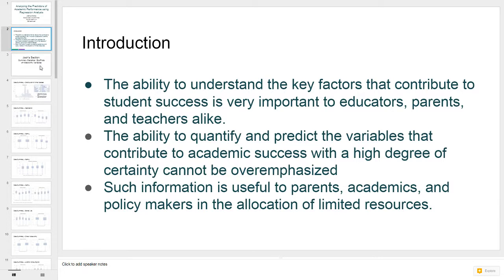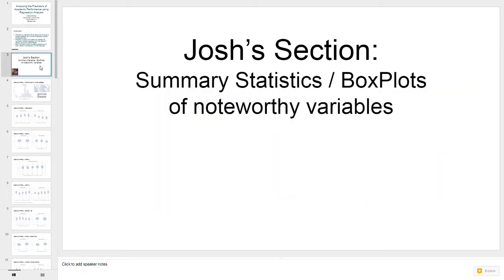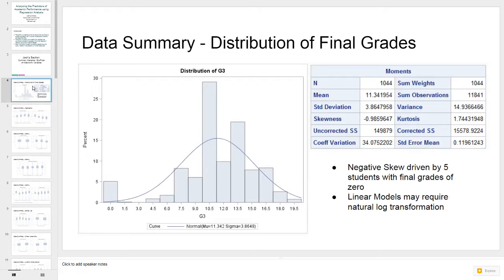Ability to understand key factors is important for educators, for parents, and teachers alike. What we wanted to do was figure out which predictors are the most significant and which predictors predict the best odds of success for a student. Next slide. So the first section that we're going to go over is just some summary stats and box plots of the data.